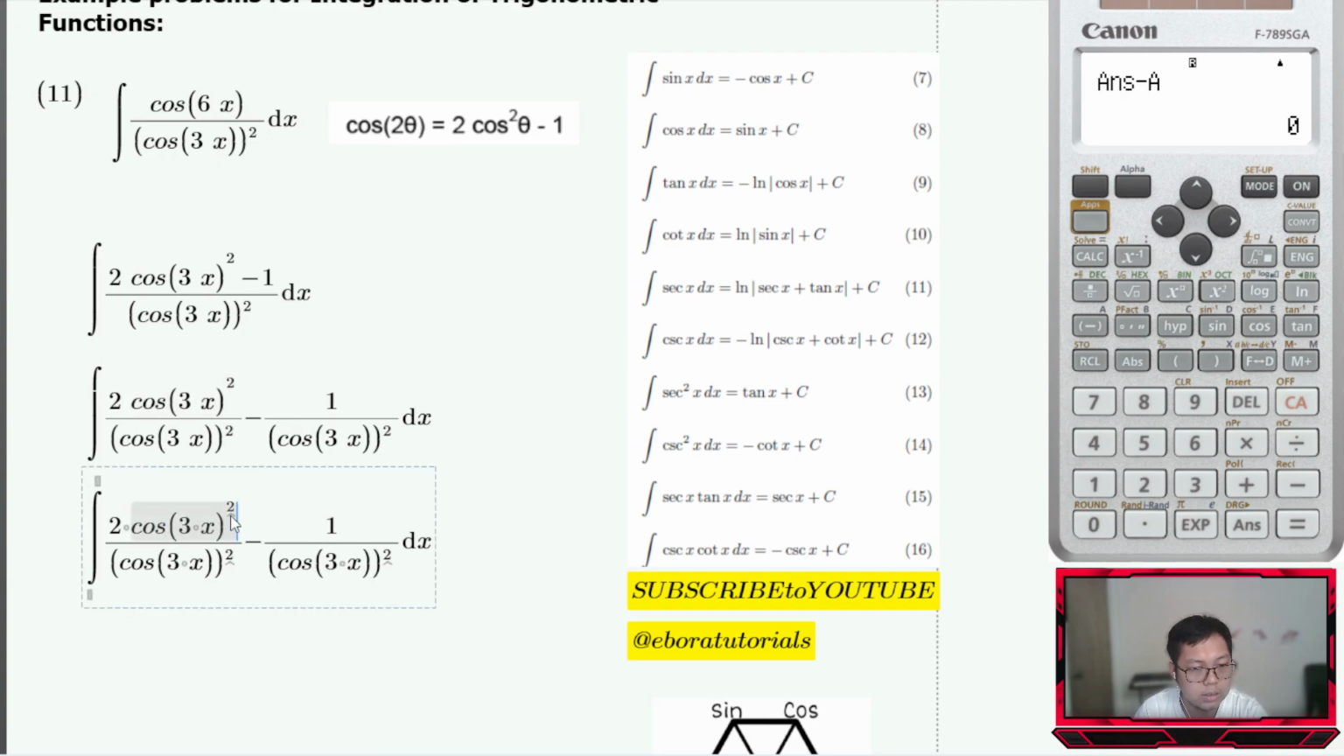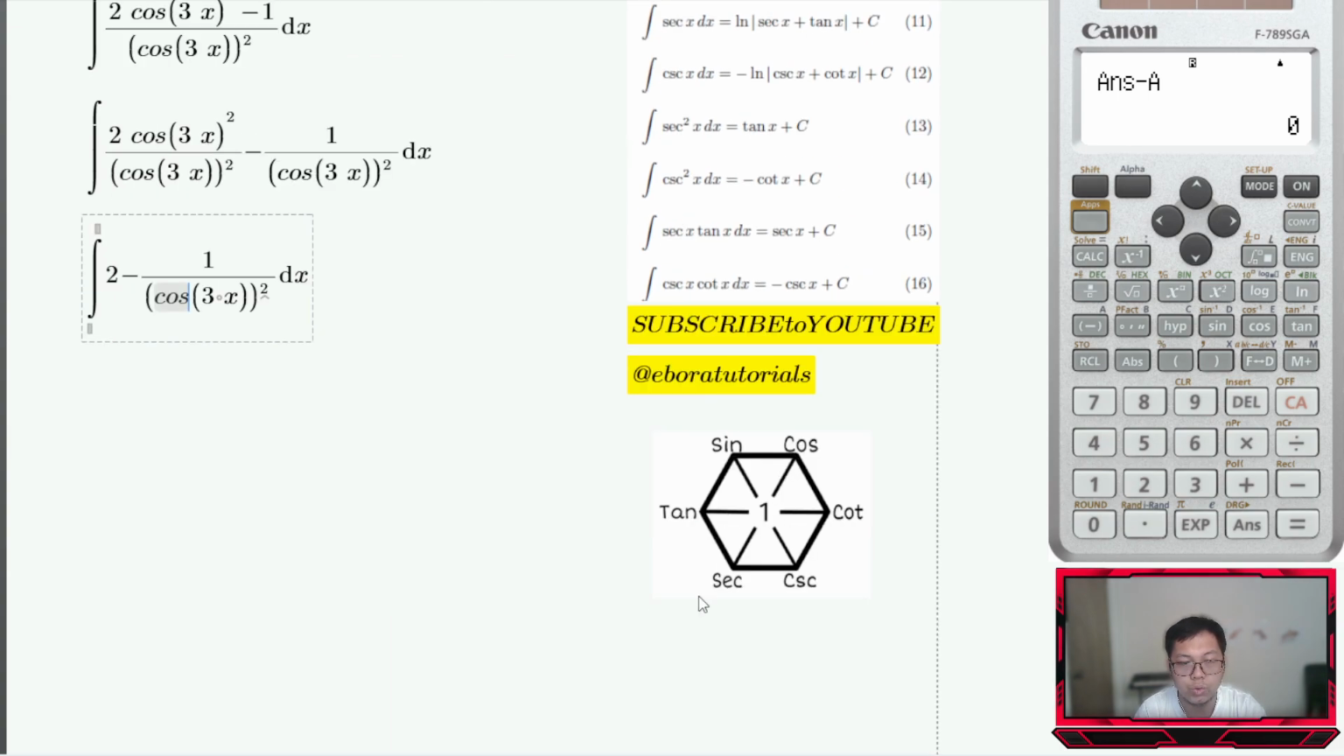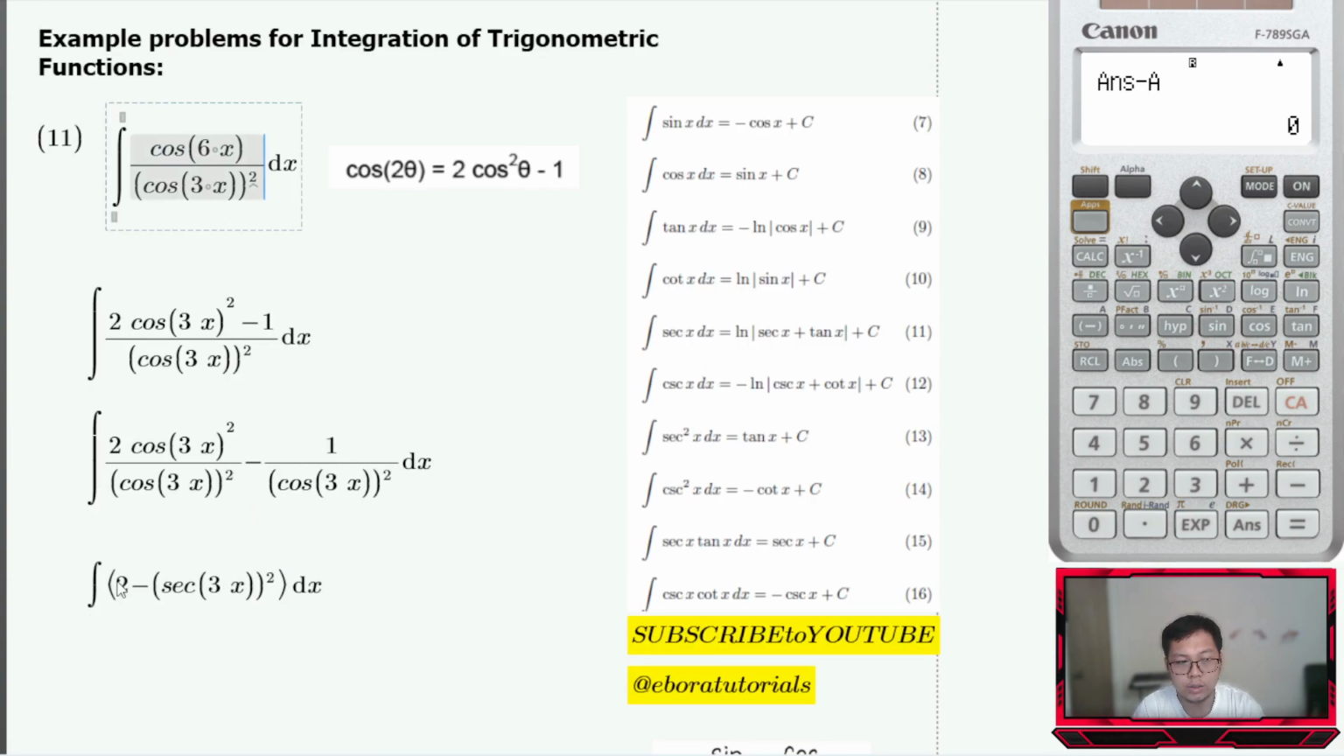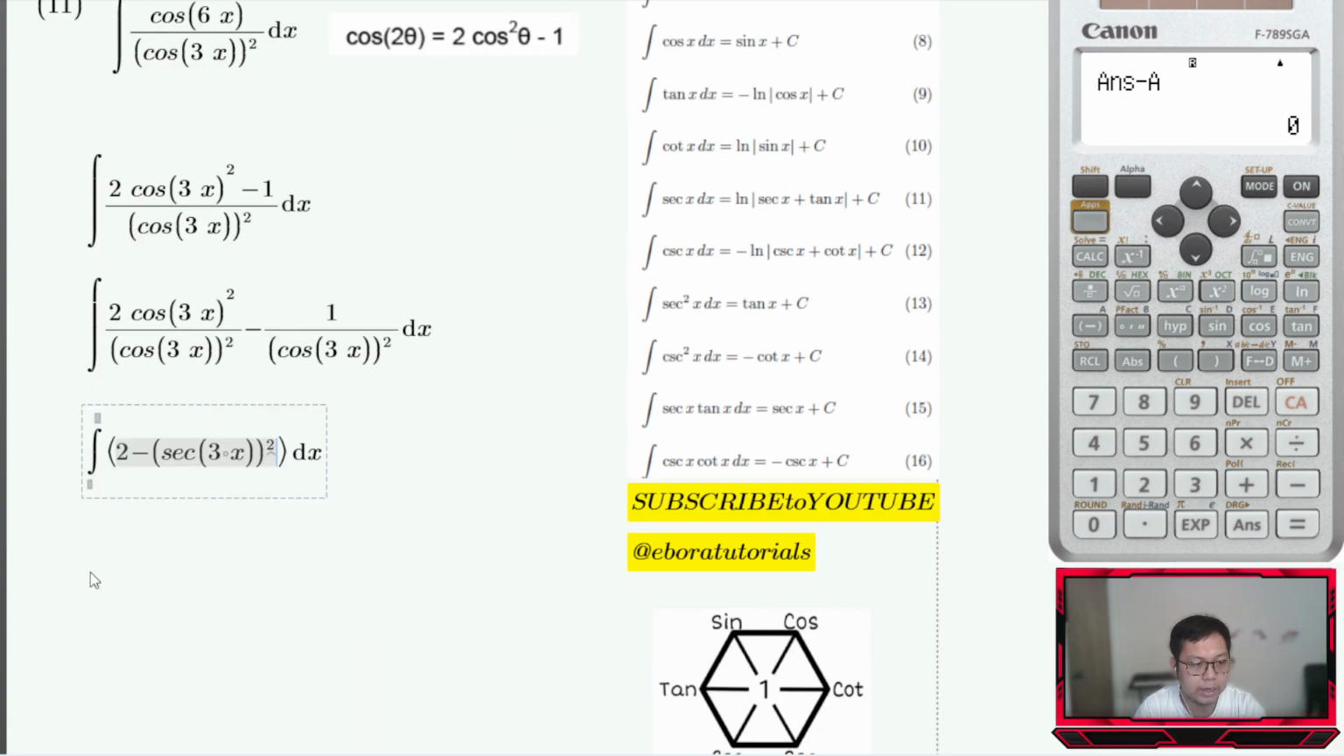So, I can actually cancel this one out. This one, and then this one, which makes it a constant 2. And then this one will be changed from cosine to secant. And then it will be here on the numerator side. Okay? So, we now have a function which is very easy to solve the integral. Okay? From this one to this one. Okay? Sige. So, I can proceed now.